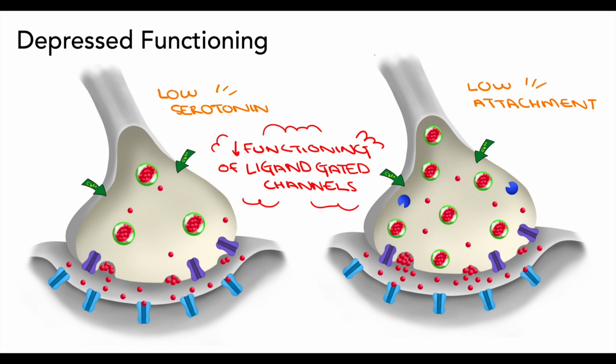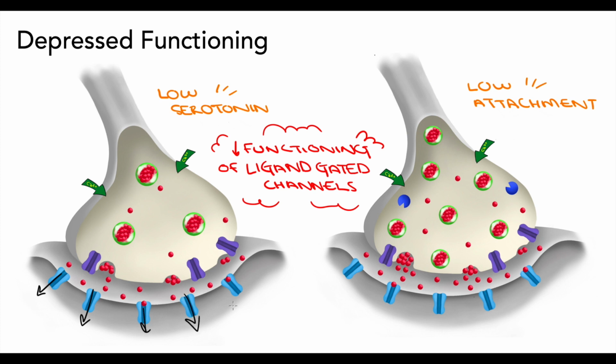Okay, now let's take a look at how this can occur in depressed individuals. So the impairment can happen in two ways. For one, there may just be low amounts of serotonin according to the serotonin hypothesis. A second way this can occur is through low receptor attachment. In either case, there's a decrease in ligand gate channels opening, and that way, there aren't as many ions able to be sent through to the next neuron further down.